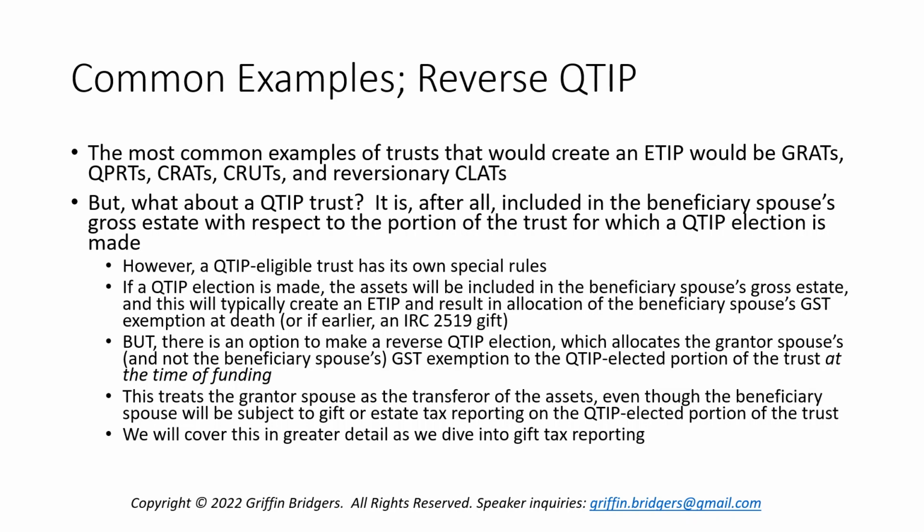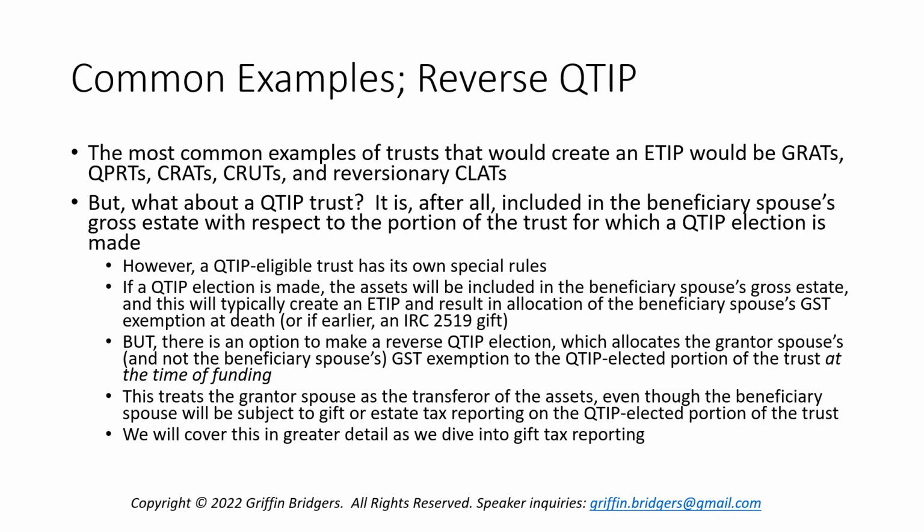Now, I know QTIP and ETIP sound very similar to each other, and there's not necessarily a reason behind that, but it does help to think of them in the same vein around this exception. But if you have a QTIP trust, then whatever portion of that trust for which you make the QTIP election will be included in the beneficiary spouse's gross estate at their death, or could be subject to gift tax reporting if the beneficiary spouse gives up their interest in that trust during life. So because of that, it seems like there would be an ETIP with respect to a QTIP trust?